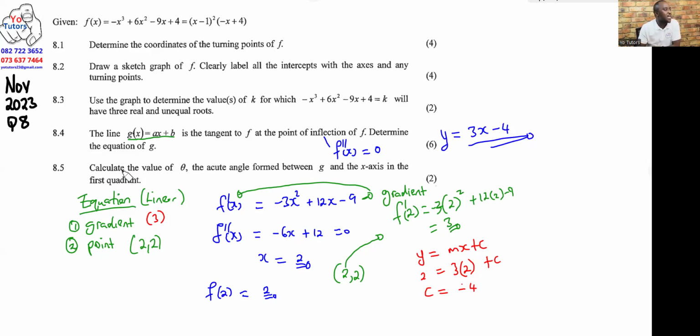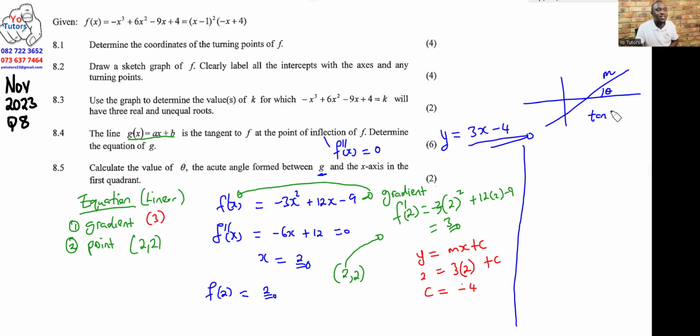Now, the next question is asking us to calculate the value of theta, the acute angle formed between g and the x-axis in the first quadrant. What are we going to use? We are going to use the angle of inclination. If you have done analytical geometry properly, you know that for a line with gradient m, tan theta is equal to m. So to find that angle, theta is equal to arctan of the gradient.